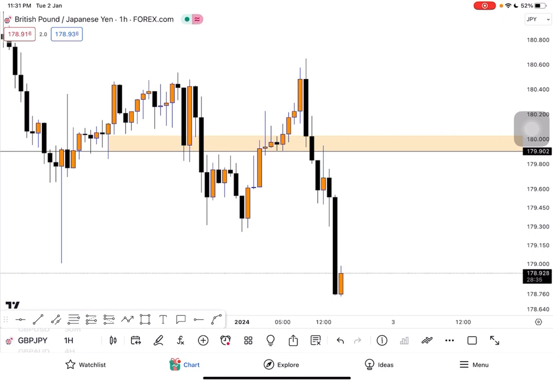Okay, so first of all, what is breaker blocks? Breaker block is a failed order block that turns into another supply or demand area on the charts.